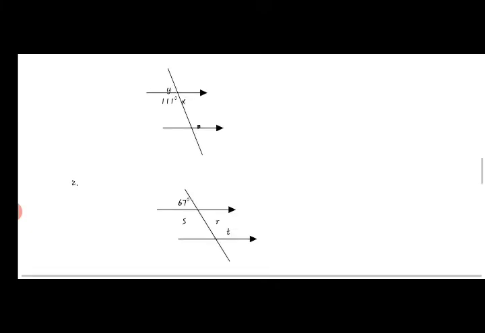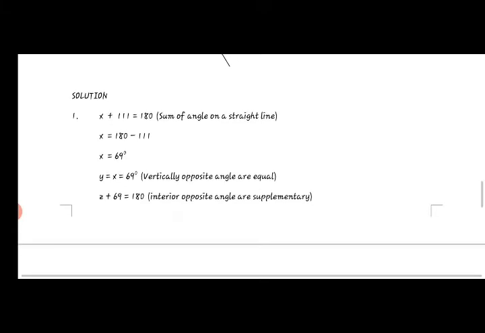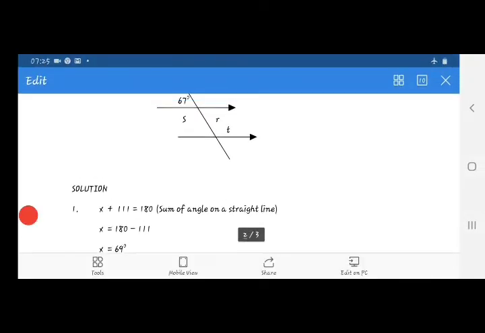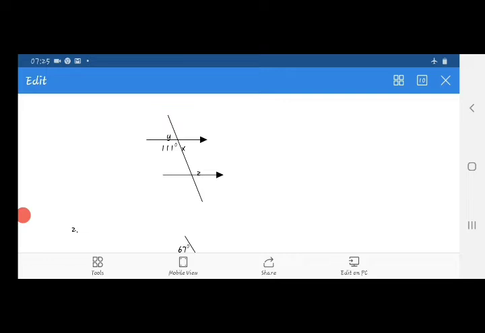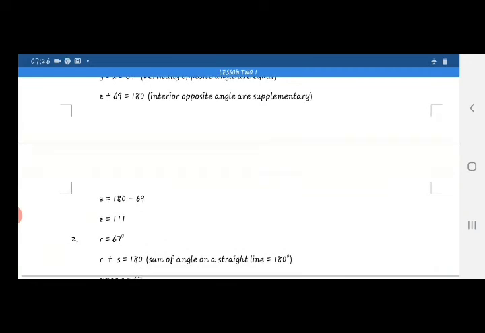For Z, X plus Z is equal to 180 degrees, the sum of interior opposite angles. And we've gotten our X to be 69. That means Z plus 69 is equal to 180 degrees. That leads to an equation: your Z is equal to 180 minus 69. Your Z is equal to 111 degrees. And if you look at it, X alternate 111, so your Z is equal to 111. And when you do it from interior opposite, you still get your 111.